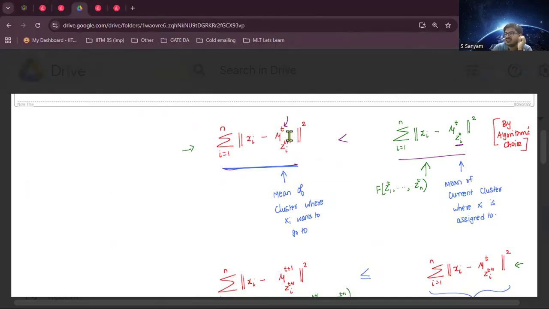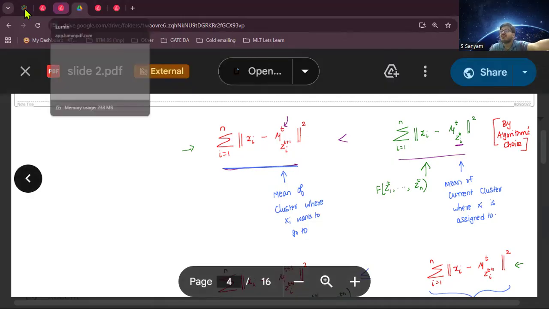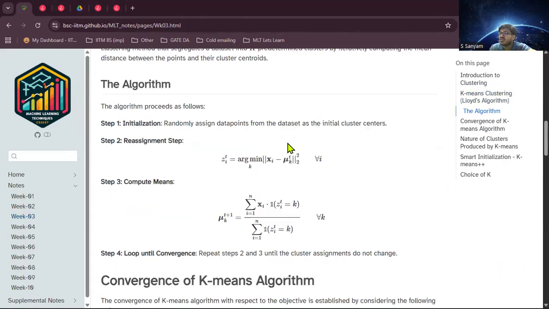At the t-th iteration, the point goes to the cluster from which it has minimum distance, and z_i^(t+1) is the reassigned cluster indicator which we have decided through this function, in which we check for each point which cluster mean has the minimum distance.